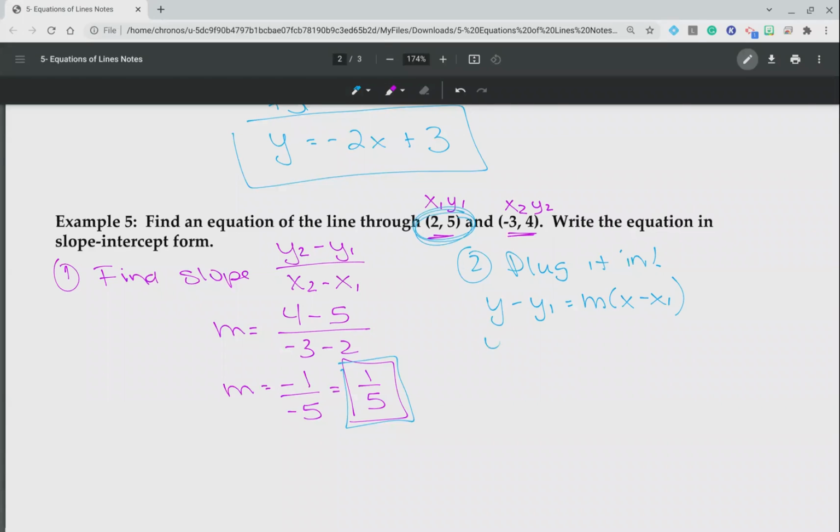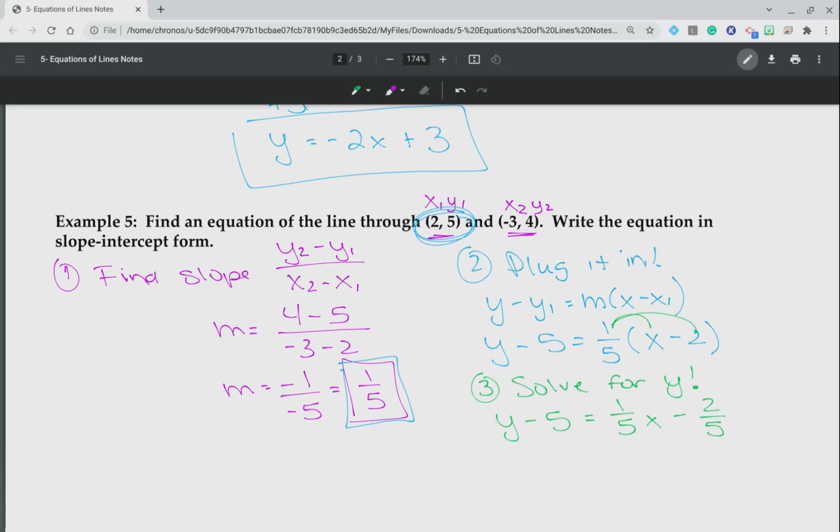All right, so y minus y1 is 5. Our m is 1 over 5. And our x1 is 2. Okay? Last step, just like before, solve for y. All right, so the first thing I'm going to do, and this might give us some ugly numbers here, but that's okay. We have calculators, right? So y minus 5 equals 1 over 5x minus 2/5.